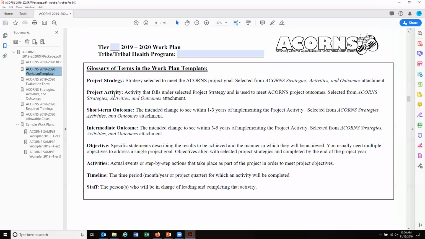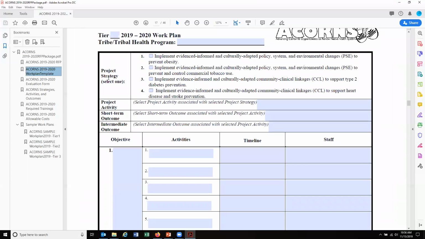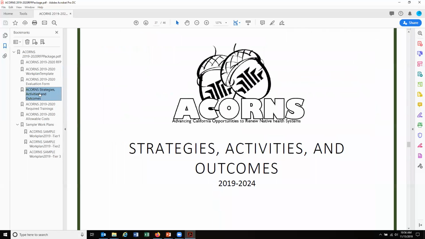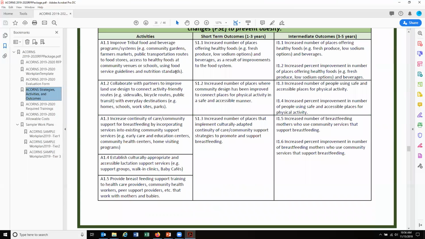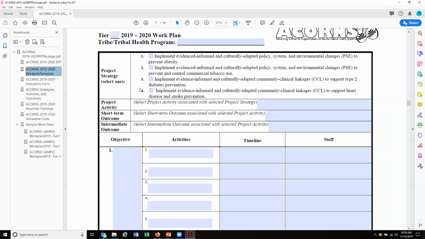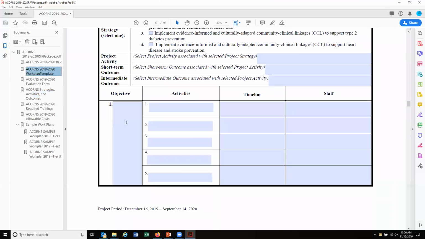So going back to our work plan, the project strategy is one of those 4 project strategies that I just went over. The project activity will be one of these. So you will copy and paste exactly this activity, or whatever activity you're selecting as part of that objective. So again, this is higher level, so it's very broad. Then as you fill out your work plan template, this is the activity, but your objective will actually be the specific actions you will be taking to accomplish that project activity.